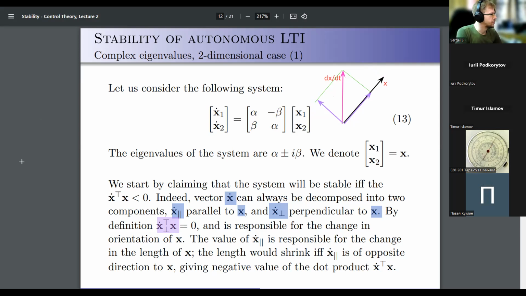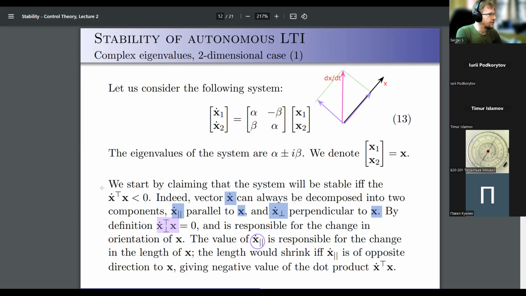Now, this component, x parallel, changes the x length, right? It increases or decreases x. We're talking here about instantaneous effects, not long-term effects. Instantaneously, one of them rotates x, another one increases its length.